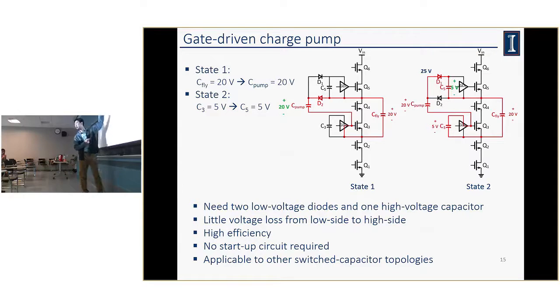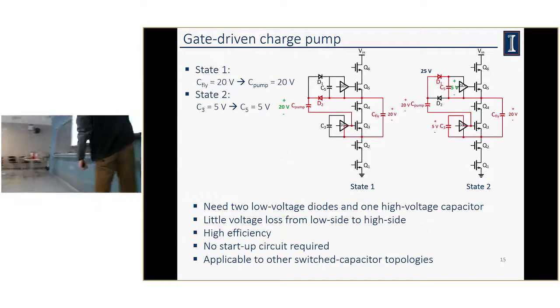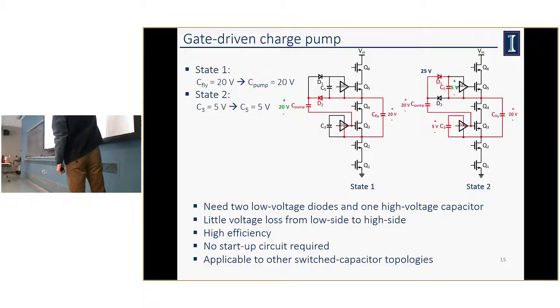So we add three components, D1, D2, and C pump. When the gate driver of the switch Q3 is pulled to its ground, the capacitor C pump will be charged to the value of the C fly in this red loop. And in the next half cycle, when the gate terminal is put high, this C pump and C3 will be connected in series and will turn on the diode D1. So the capacitor C5 will be charged with the same voltage as C3.